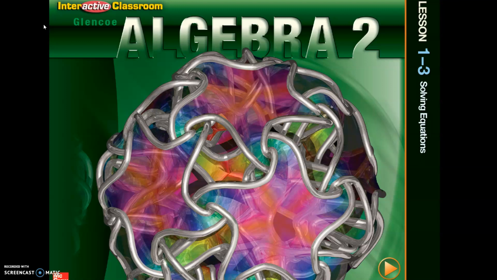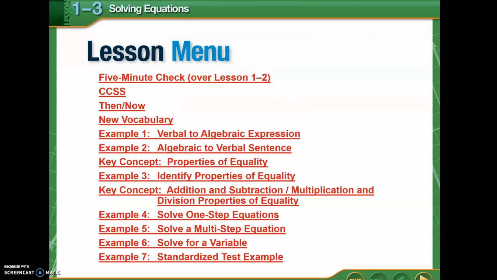I know we did a lot in algebra or in geometry, and I know you did in algebra too. So I'm just going to review and talk about a few things. We will go over changing things from verbal to algebraic, because that's very important when we get into word problems, and then from algebraic to verbal. And then some of our properties, and then we'll get into solving.